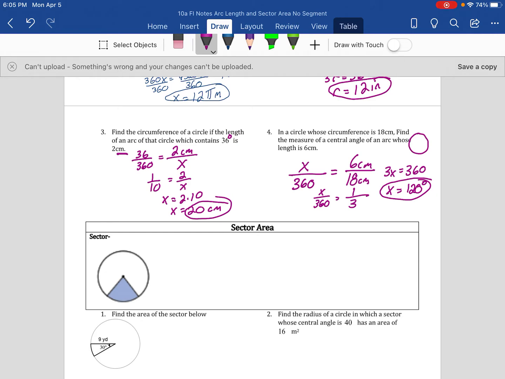And so I want you to think about that. So the whole circle is 18. 6 out of 18 would be about how much of the circle taken. It would be about 1/3 of the circle, so from here to here. So that makes sense that the angle would also be 1/3 of the circle.